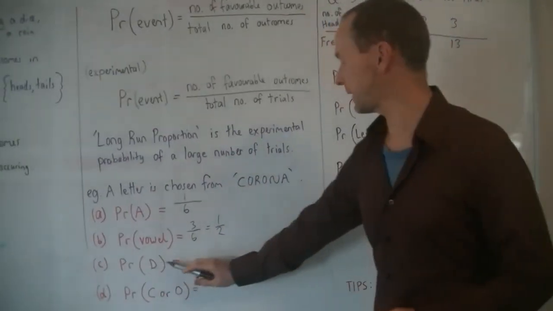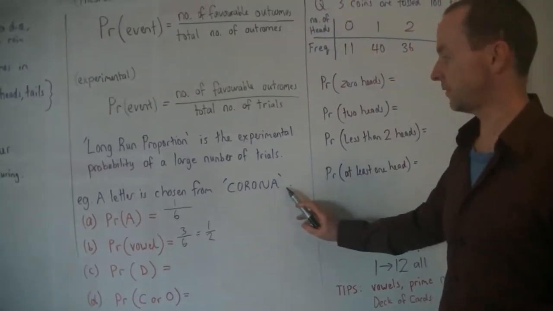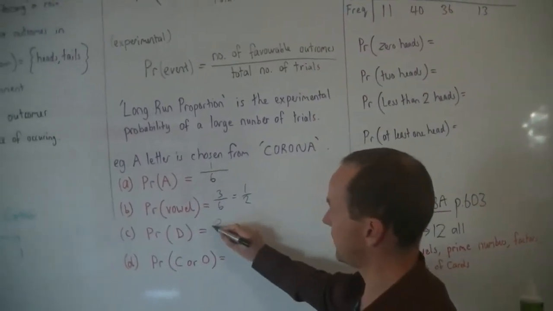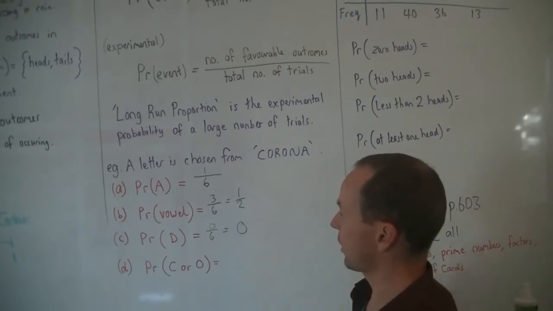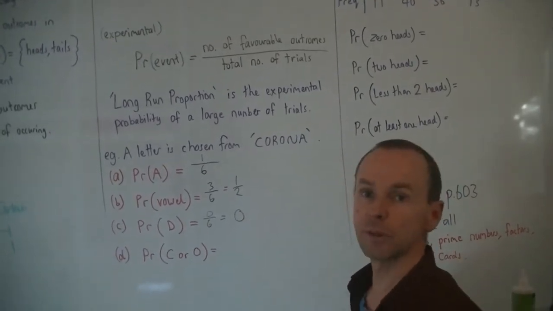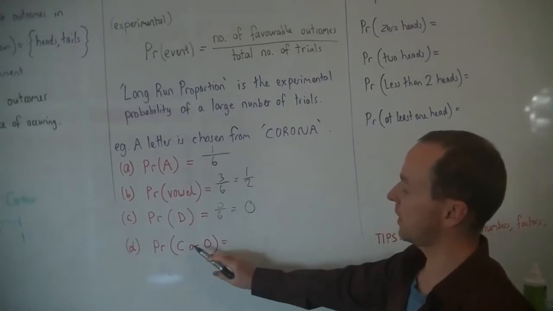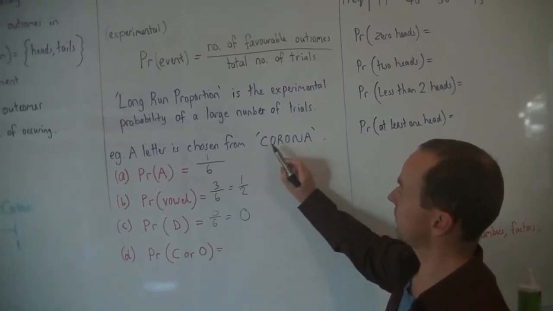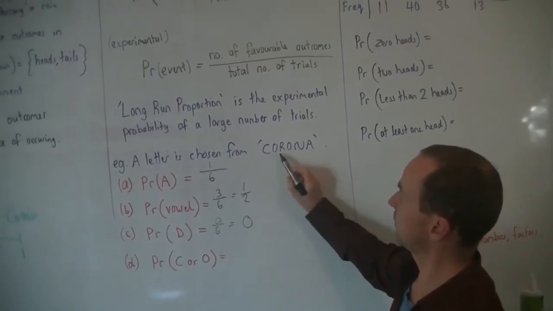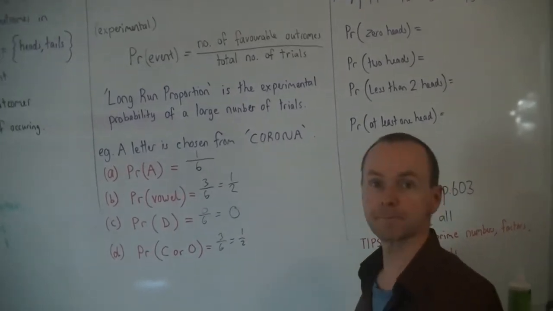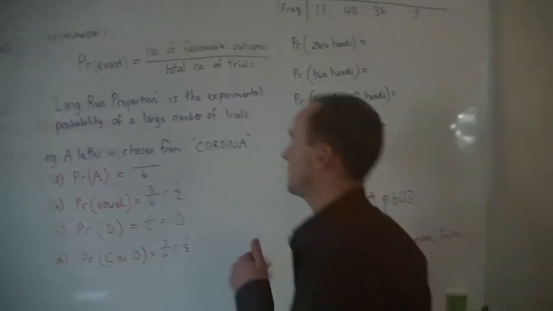Now, the probability of getting a D. Where's the D? There's no D in that word, so there's 0 out of 6, or in other words, it's just 0. So that is impossible. There is no chance of that happening. And the probability of getting a C or an O. You count them all, and there's 3 out of 6, which is equal to a half. Good job. That's an easy one.